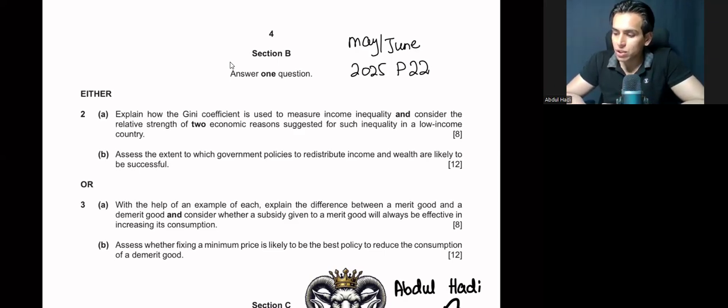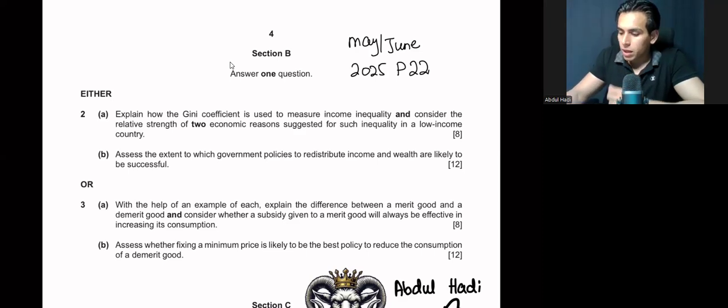Now let's read the first question from section B, question number 2, part A. Explain how Gini coefficient is used to measure income inequality. Now, the first part of this question is asking you what is Gini coefficient and how is it used to measure income inequality.